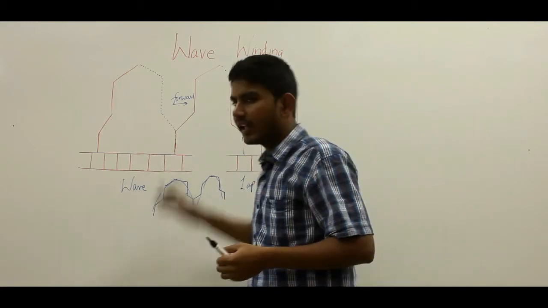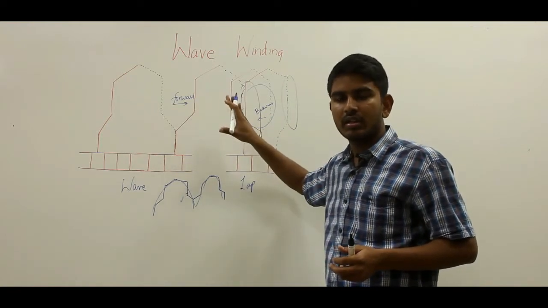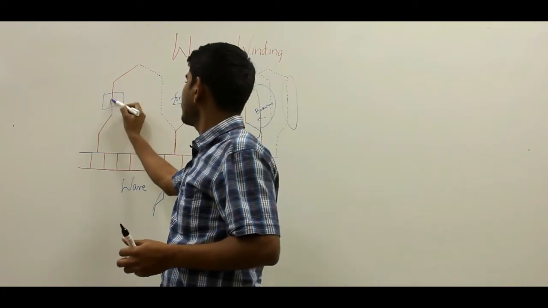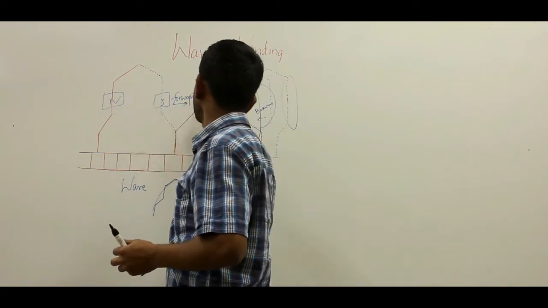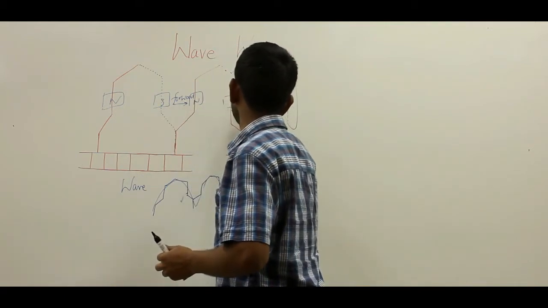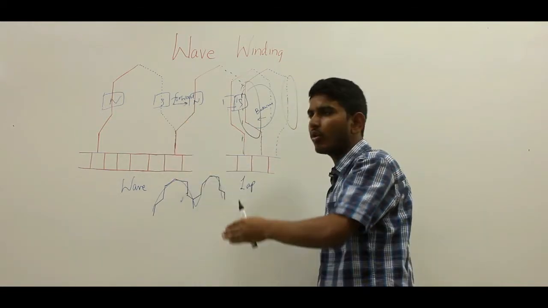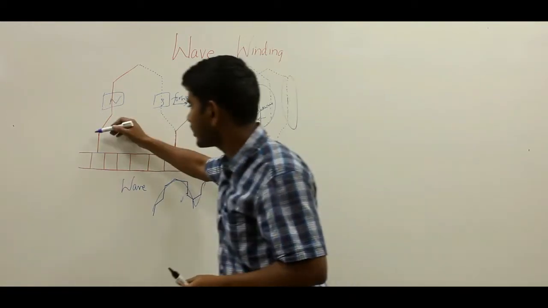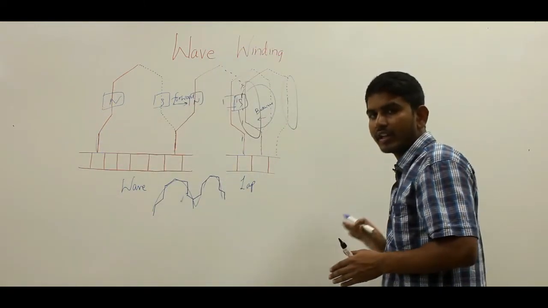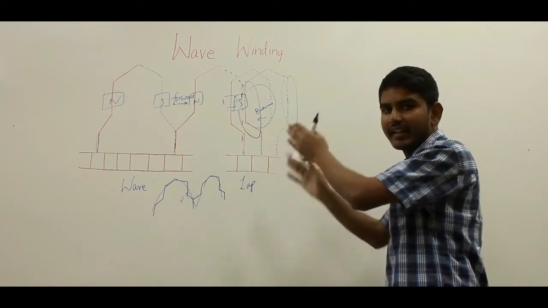But in the wave winding, the winding progresses continuously forward, passing successively every north and south pole. So there will be a north pole here and a south pole here, a north pole here and a south pole at its finished side. Likewise the winding passes successively every alternate north and south pole till it comes to its starting point. The winding progresses forward in a single direction, unlike lap winding which has alternate directions.